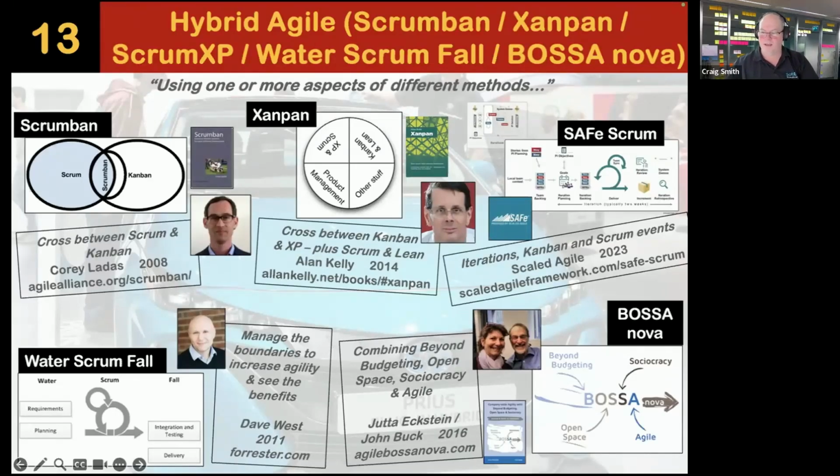And then more recently, Jutta Eckstein and John Buck came up with this idea of the Bossa Nova, which takes your approach to budgeting, so using Beyond Budgeting, sociocracy for the way that you design your teams and organization, Open Space for the way you communicate, and agility, and pushes those things together. All worth a look.